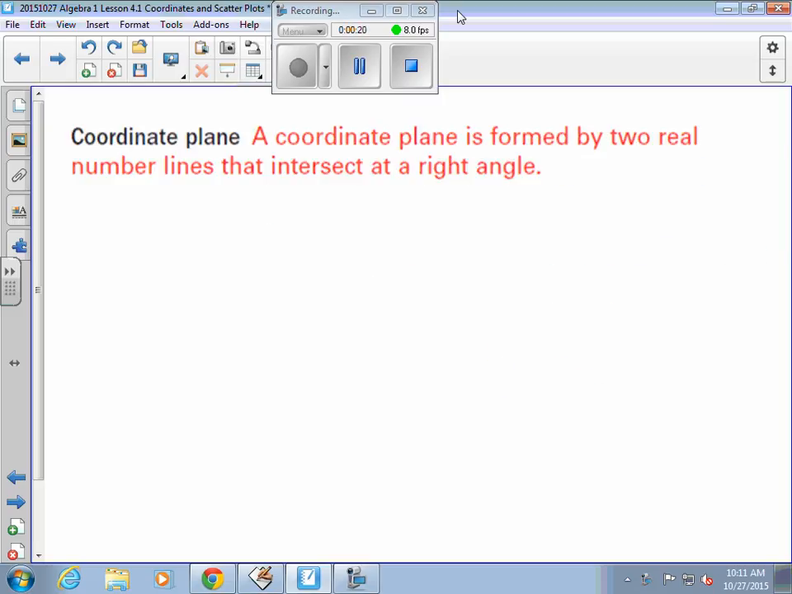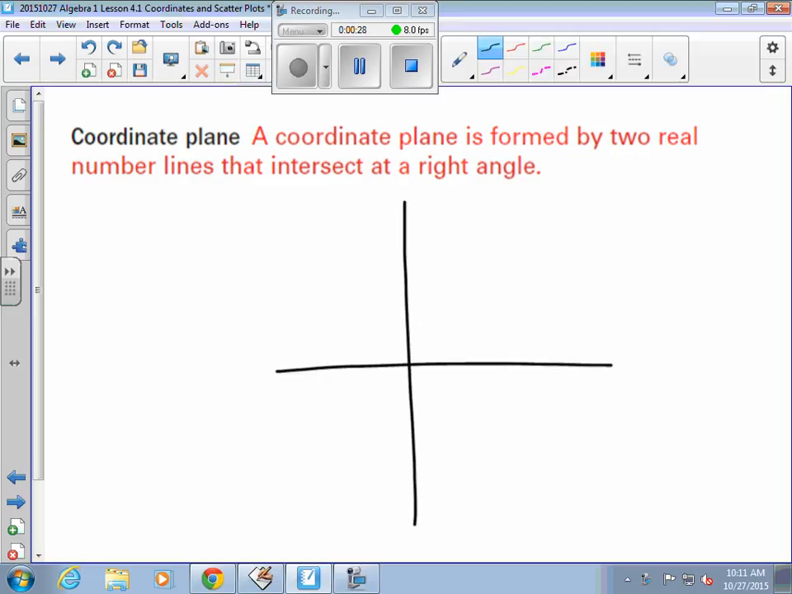We've got a handful of definitions to start. A coordinate plane, when you see this term, is formed by two real number lines that intersect at a right angle. This is a coordinate plane. It separates it into four different quadrants. This is quadrant 1. This is 2. We'll talk more about this later. This is 3. And this is 4.